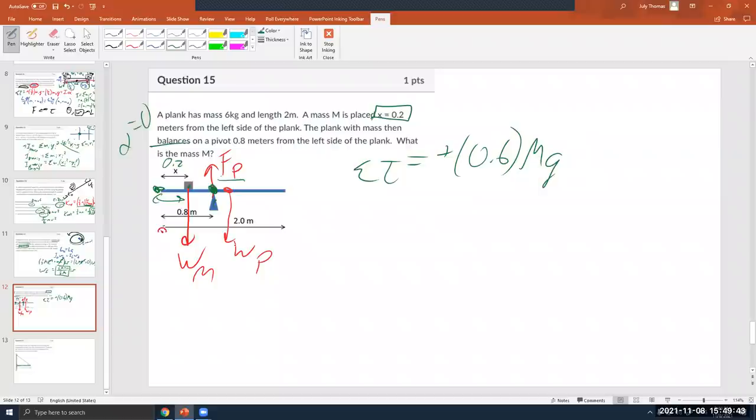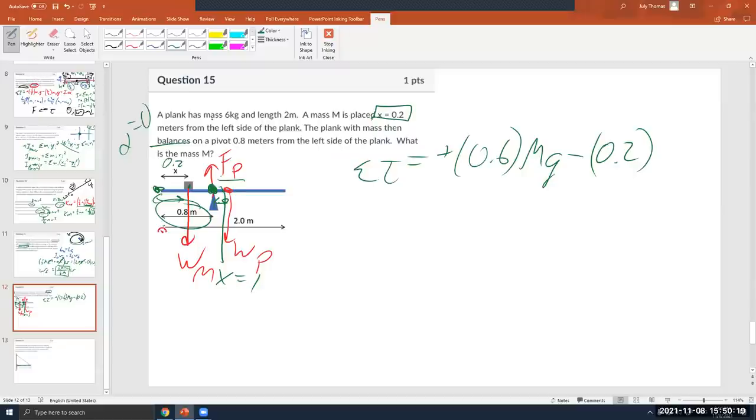The other force comes from the weight of the plank itself, which is giving us a negative torque, a clockwise torque. So that'll be minus. What is the distance from the fulcrum, the pivot, to the center of mass of the plank? The center of the plank is going to be at X equals one, and the pivot is placed at X equals 0.8. So the distance between those two, one and 0.8, is 0.2.